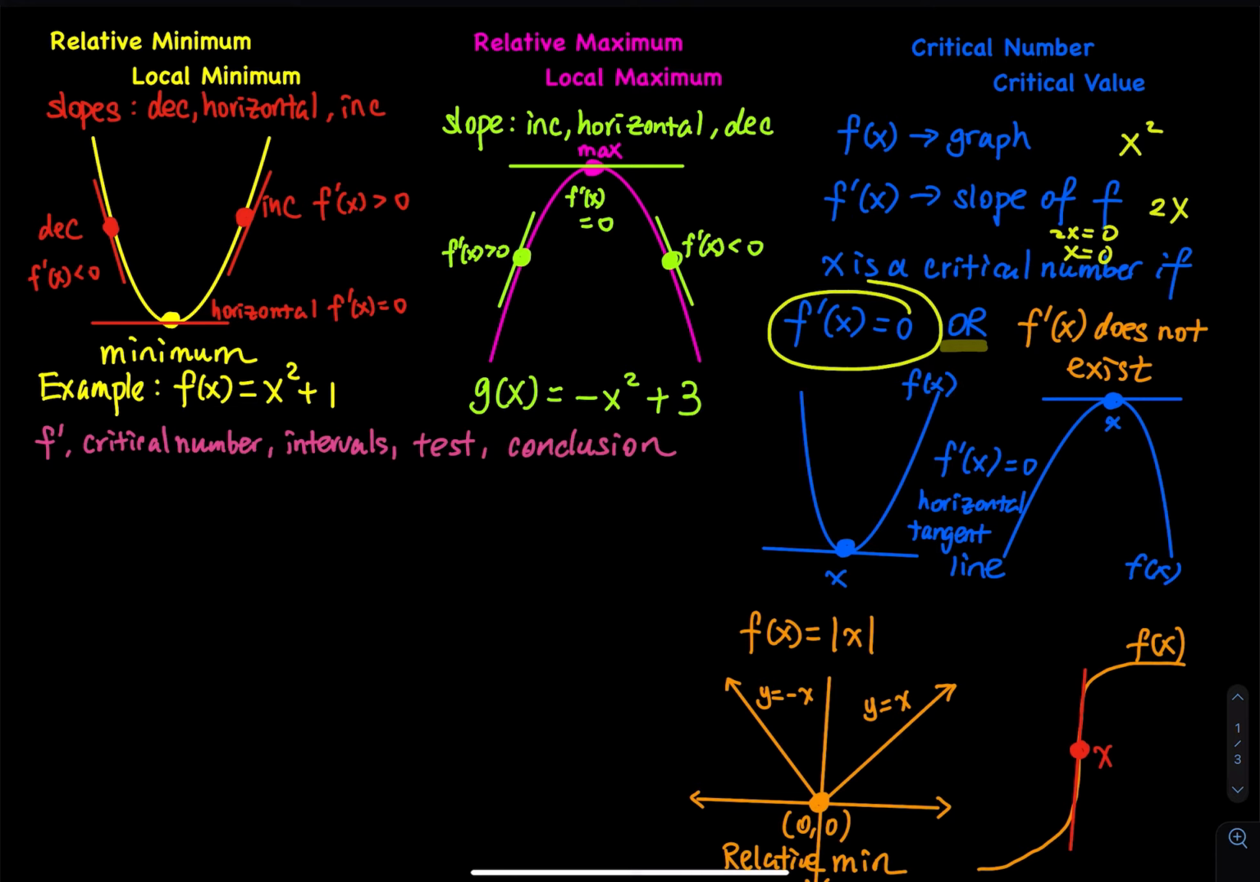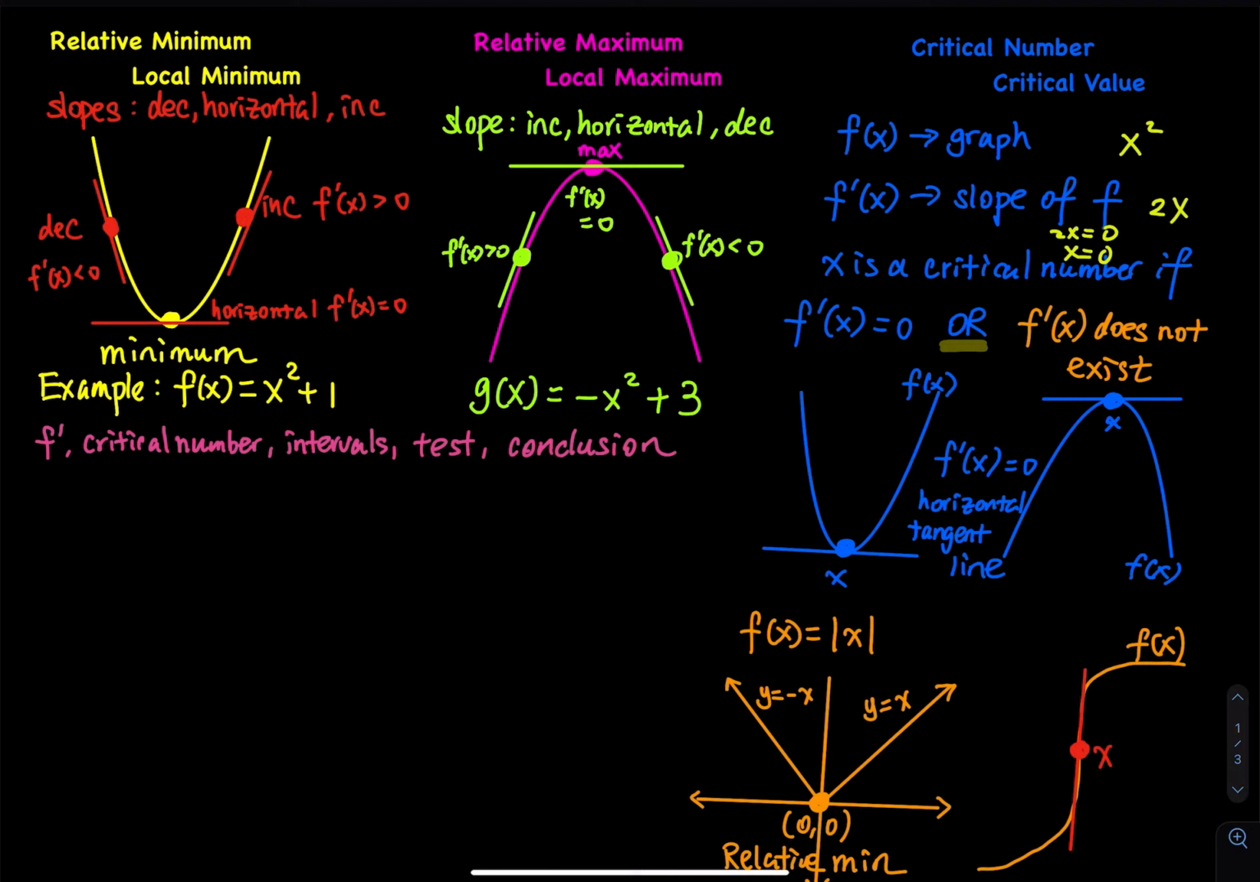Okay? Does that mean we will always get a minimum or maximum? The answer is no. Sometimes the function is decreasing the whole time. Sometimes the function is increasing the whole time. In those two cases, we don't have min and max. Of course, we will get an example for those.